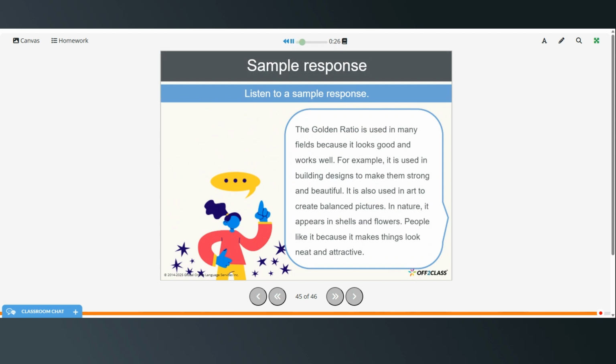The golden ratio is used in many fields because it looks good and works well. For example, it is used in building designs to make them strong and beautiful. It is also used in art to create balanced pictures. In nature, it appears in shells and flowers. People like it because it makes things look neat and attractive.